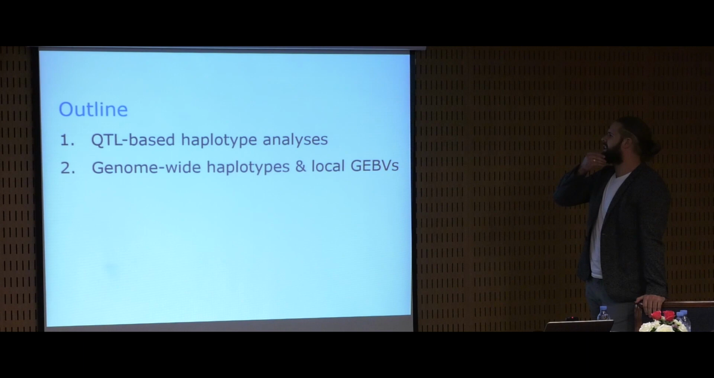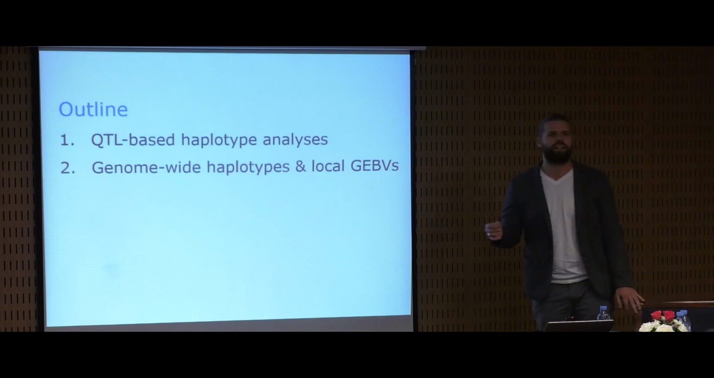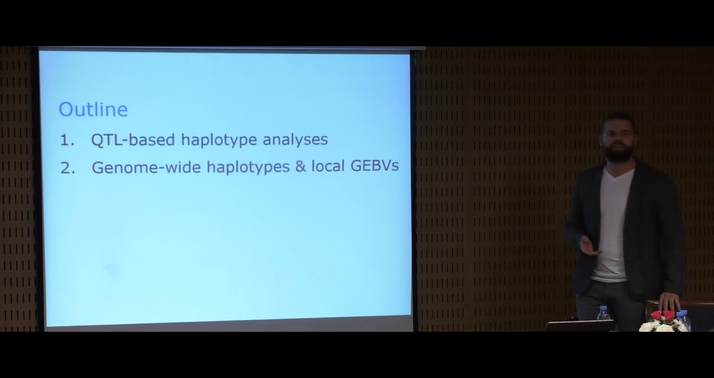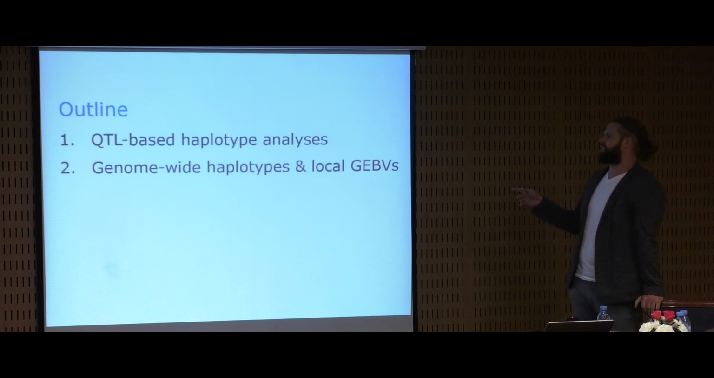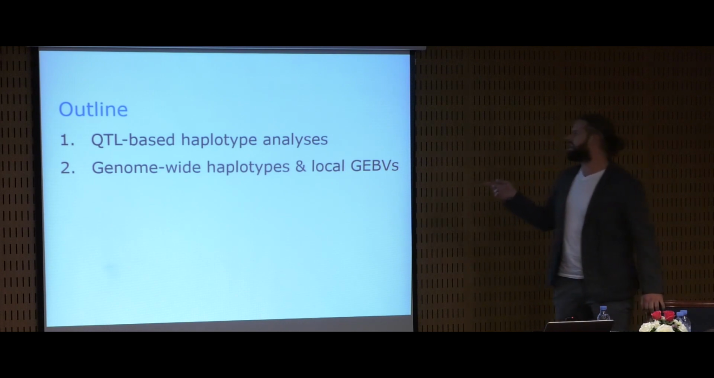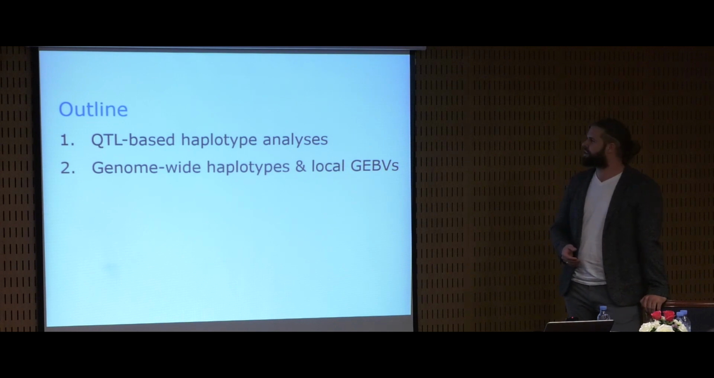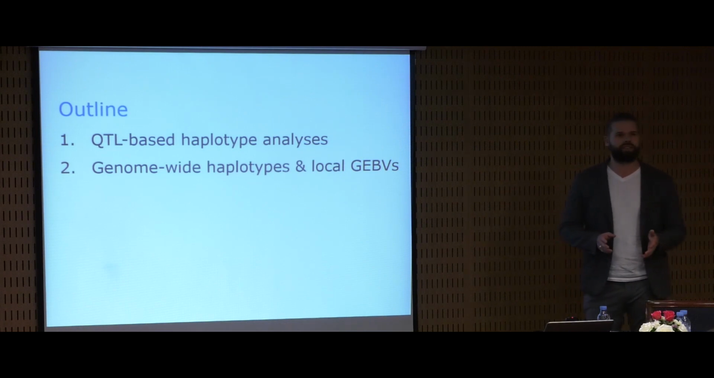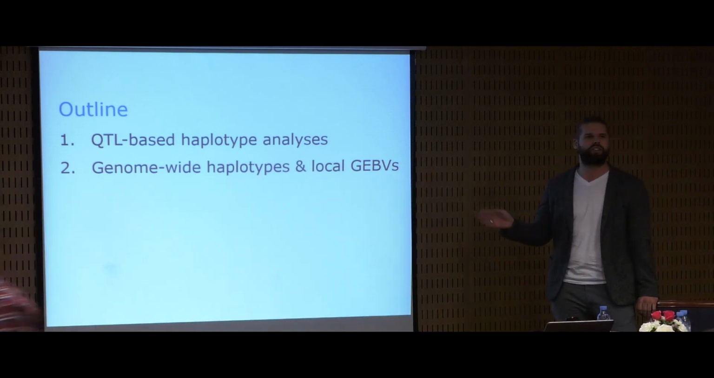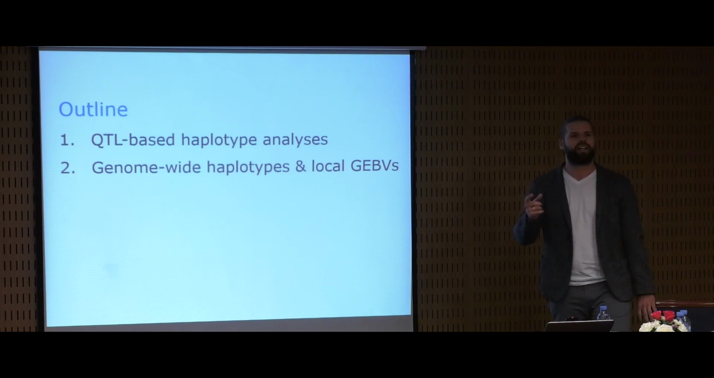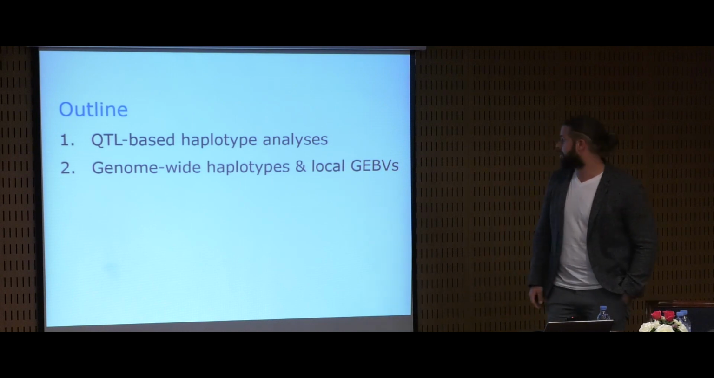So I've structured my lecture into two parts. First of all, I'm going to talk about QTL-based haplotype analyses, so what you can actually do as a subsequent step after you've identified a genetic signal, after you've mapped the QTL. And in the second part, which is the one I'm a bit more looking forward to, I'm going to talk about a newly developed approach that we've been using recently that aims at the identification of genome-wide haplotypes. I'm going to introduce the concept of local genomic estimated breeding values, to track down chromosomal fragments with a high variance in terms of phenotypic values.